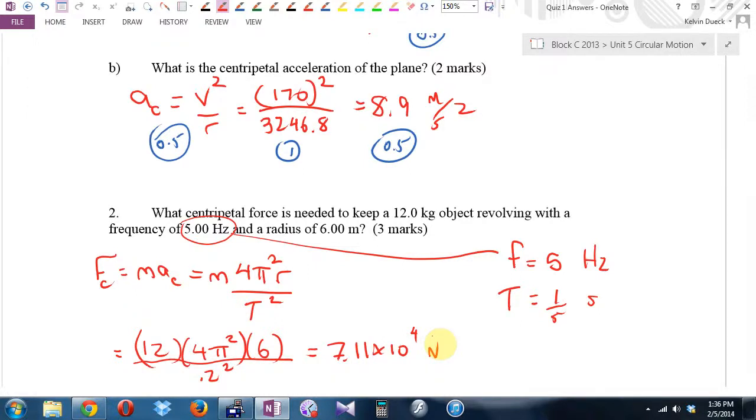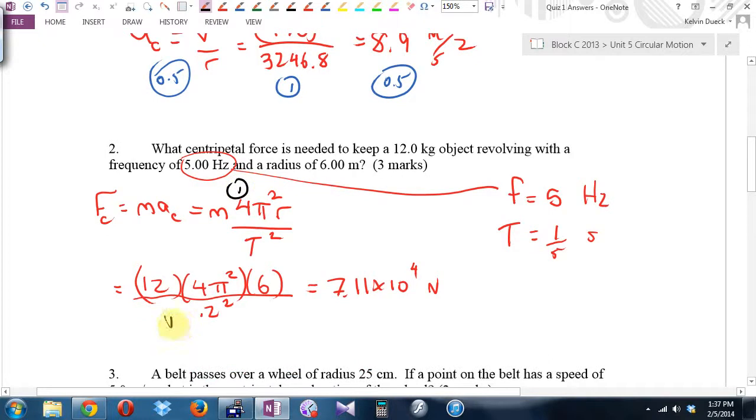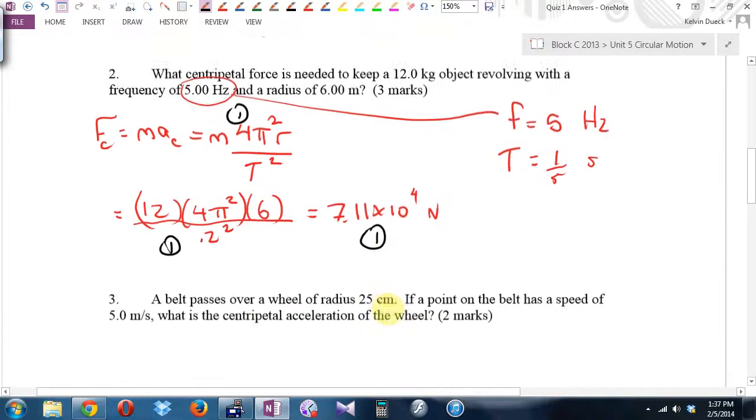For 3 marks, I'd probably go 1 mark for the numbers, 1 mark for the answer. I don't know.